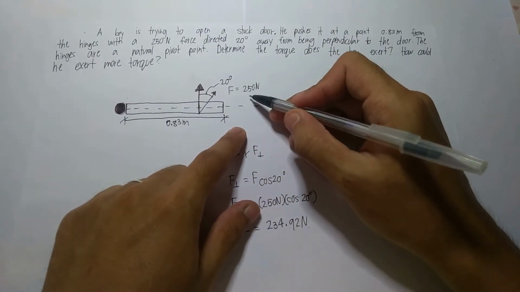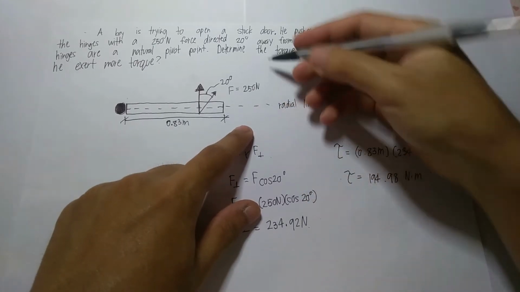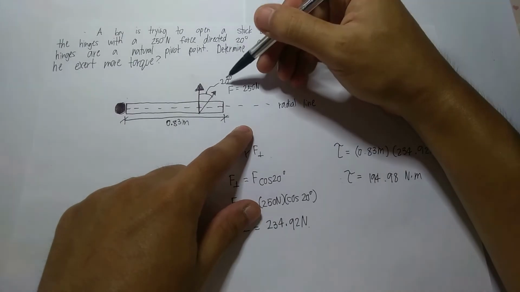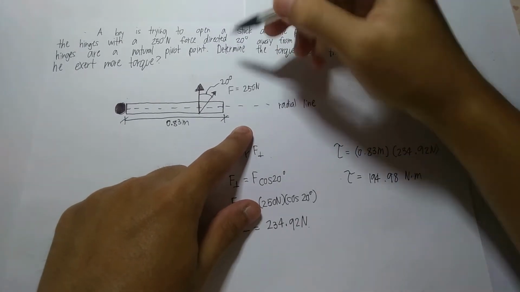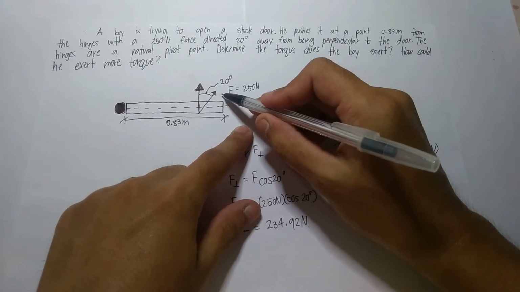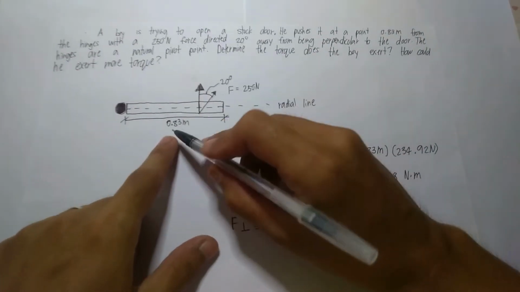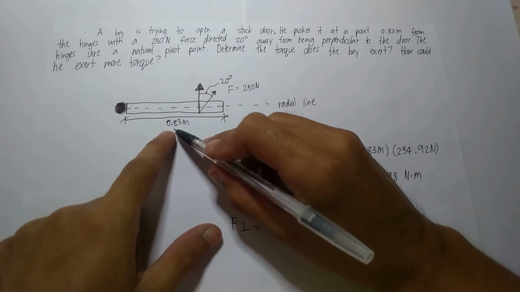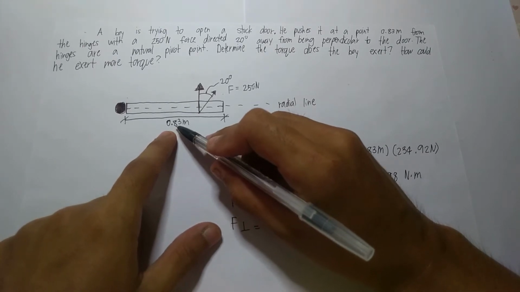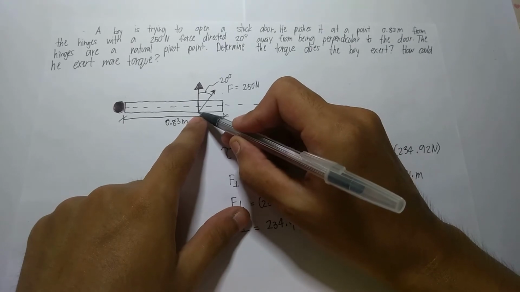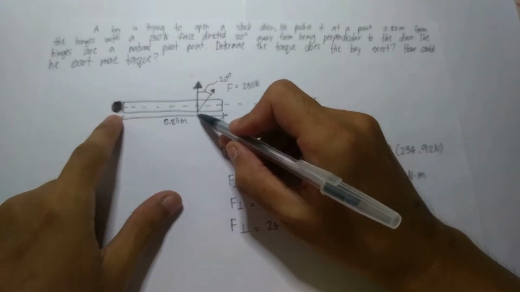And the magnitude of that force is 250 Newton. And the 20 degrees that we see here represents the angle of the force exerted with respect to the perpendicular line. The 0.83 meters represents the distance at which the force, which is this, is exerted with respect to the pivoting point.